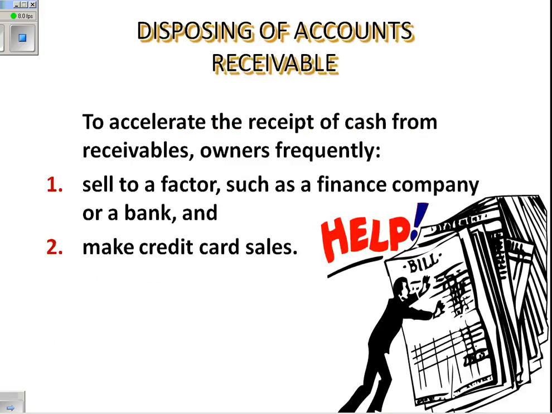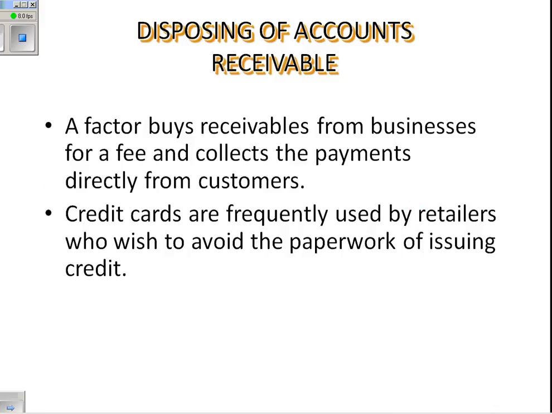A lot of companies, when they're having trouble collecting their accounts receivable, will sell some to a finance company or bank, or some people just won't take accounts receivable. Some businesses will only allow credit card sales so that they can be guaranteed that they will get the amount owed them. And so when they're trying to get rid of their accounts receivable, they sell them, as I said, or they only make credit card sales. A finance company buys receivables from a business for a fee and collects the payments directly from the customers. Also, credit cards are used frequently by retailers who wish to avoid the paperwork of issuing credit.